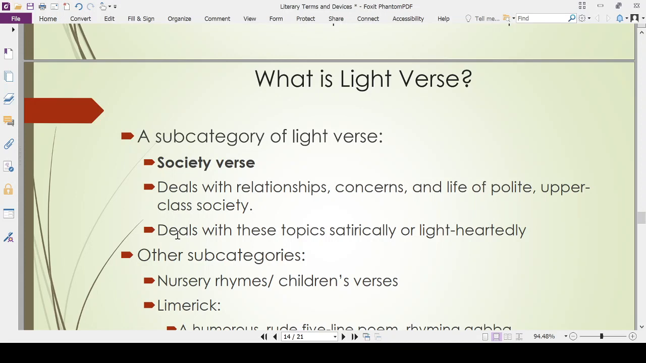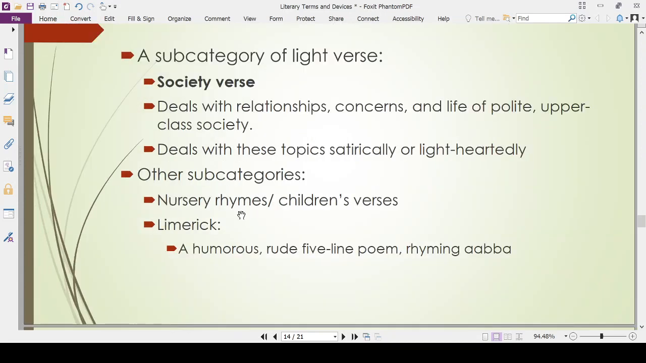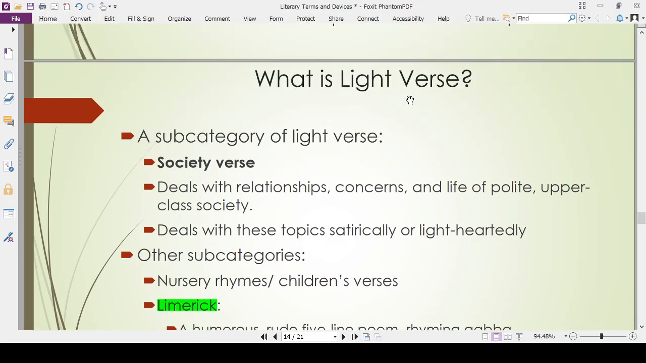There are also other subcategories of light verse like nursery rhymes, which we talked about in one of our previous videos, and of course children's verses, and of course limerick. Limerick is a kind of humorous, sometimes rude, 5-line poem. The topic can be quite rude. It of course rhymes A-A-B-B-A. If you just search for it, most of them are quite rude. So if you search for them on the internet, you can find some examples. So limerick, nursery rhymes, children's verses, and society verse are all subcategories of light verse.